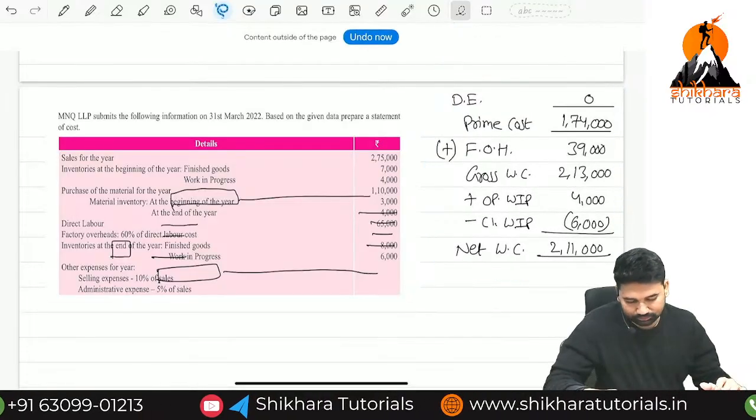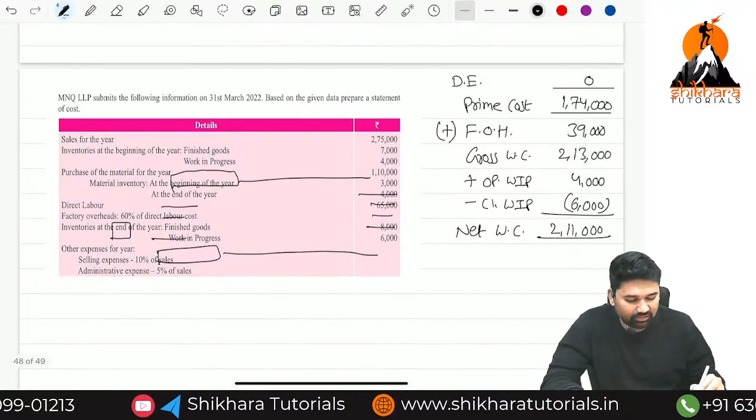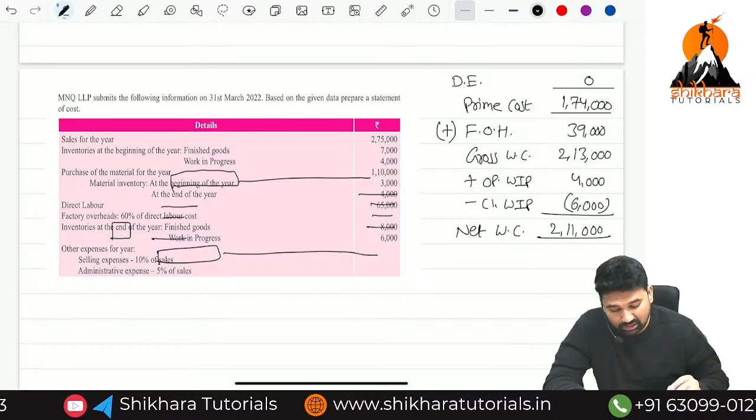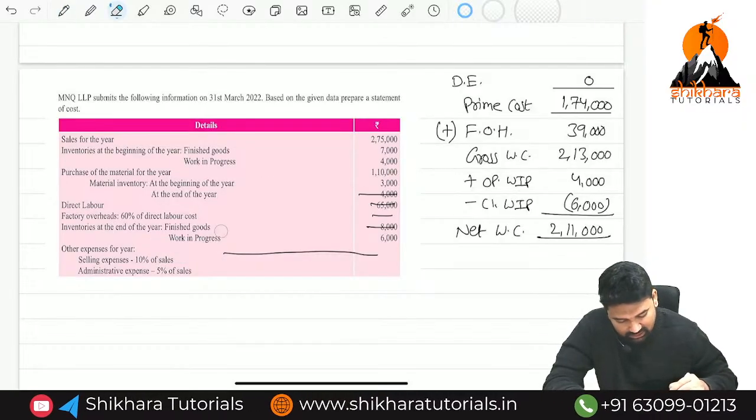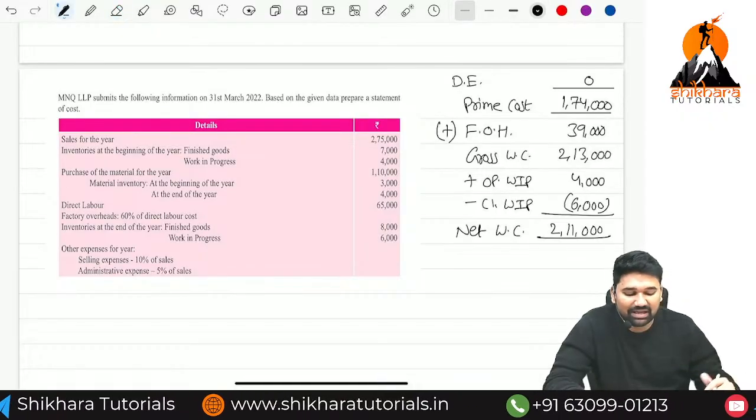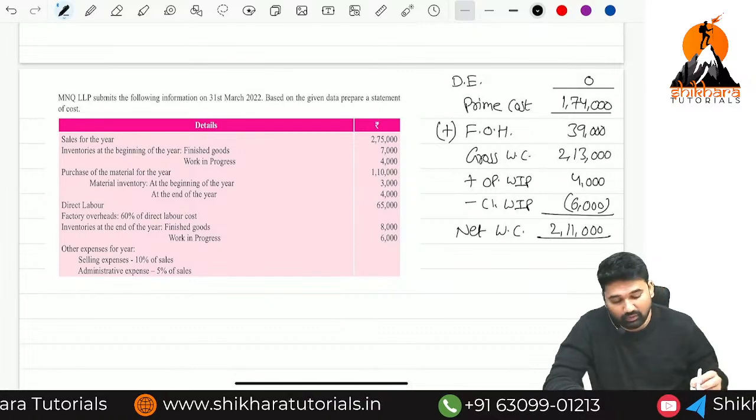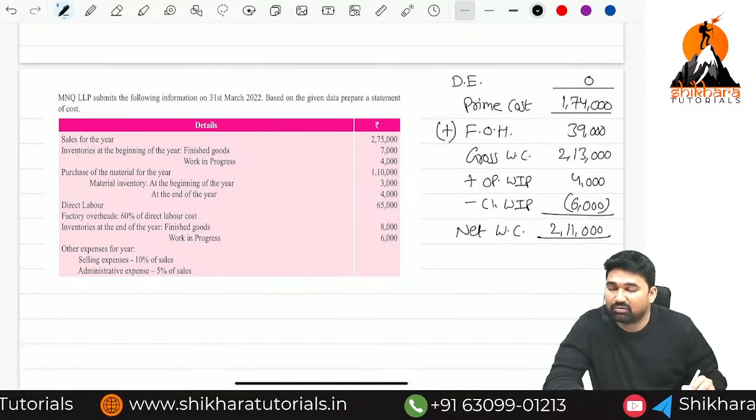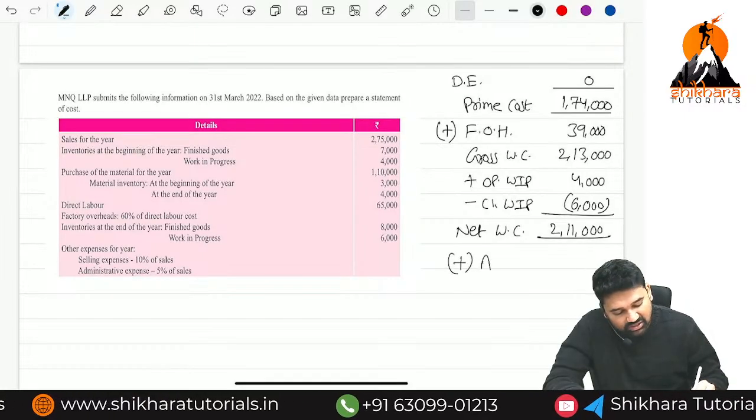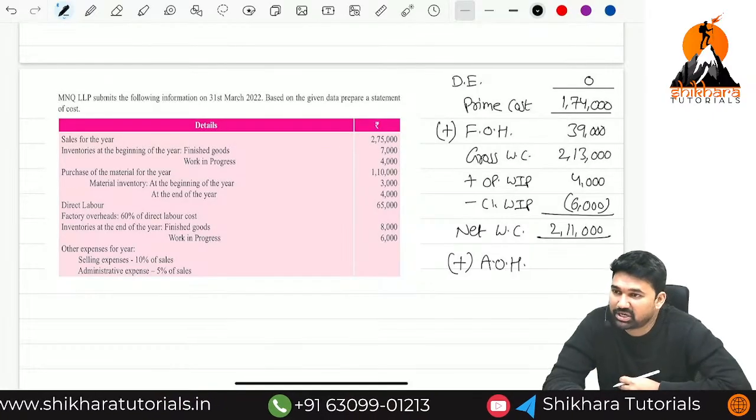Now net works cost has been arrived. Next, after that, what we need to do? Let's erase all the lines. Okay, next one. After arriving at net works cost, what we need to do? We have to add administrative overheads. How much is administrative overheads?